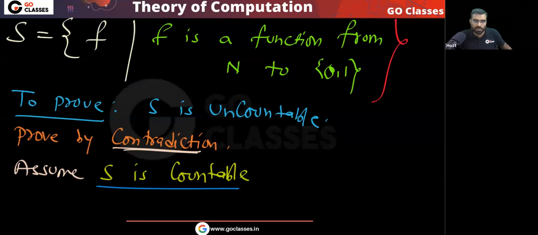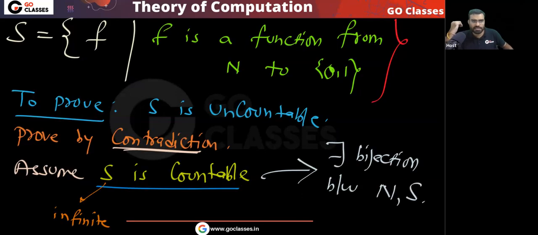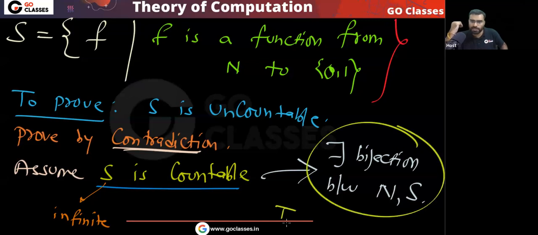Now tell me, if S is countable and you already know S is infinite, S is countably infinite, that means what? That means there exists a bijection between n and S. So take an arbitrary bijection. What will be your next step? Take an arbitrary bijection.